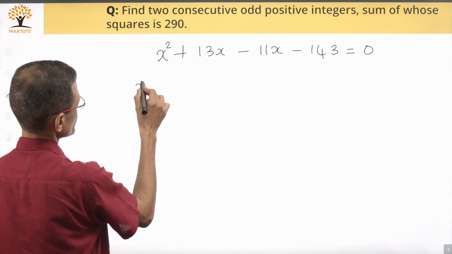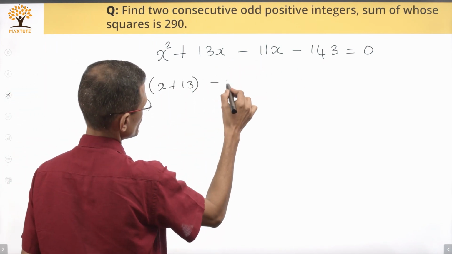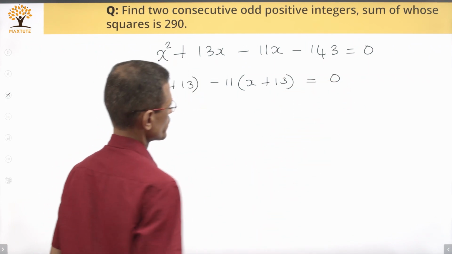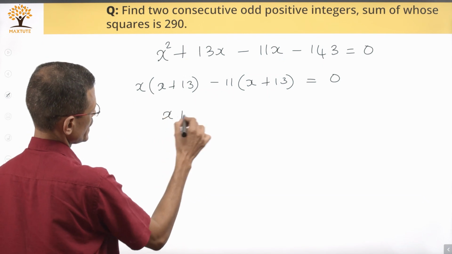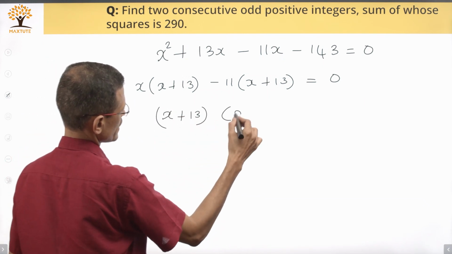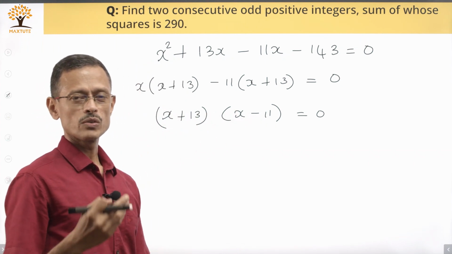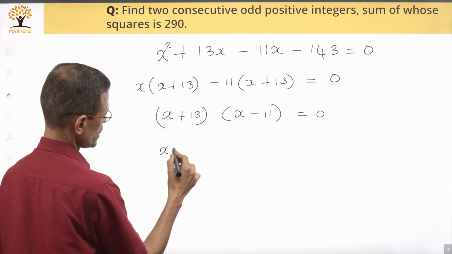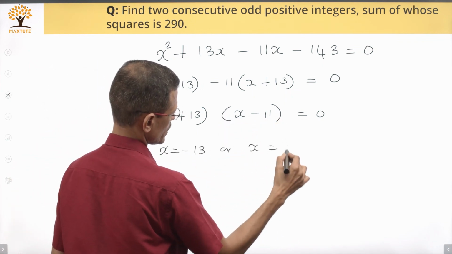x is a common term from the first and second terms, x plus 13. Take minus 11 as a common term from the third and fourth, we'll get x plus 13 again. This is equal to 0. x plus 13 is a term common to these two parts. So x plus 13 times x minus 11 is equal to 0. The product of these two numbers is 0 when at least one of these two numbers is 0. If x plus 13 equals 0, then x is equal to minus 13. If x minus 11 is equal to 0, then x is equal to 11.